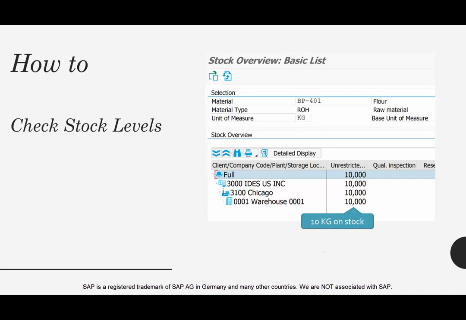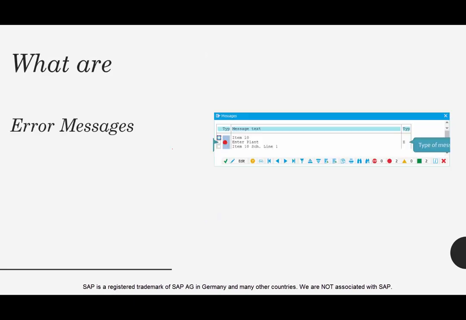And we know how to check the stock level. After we receive the goods, how do we know that the stock has really increased? You check the stock level by going to MMBE.